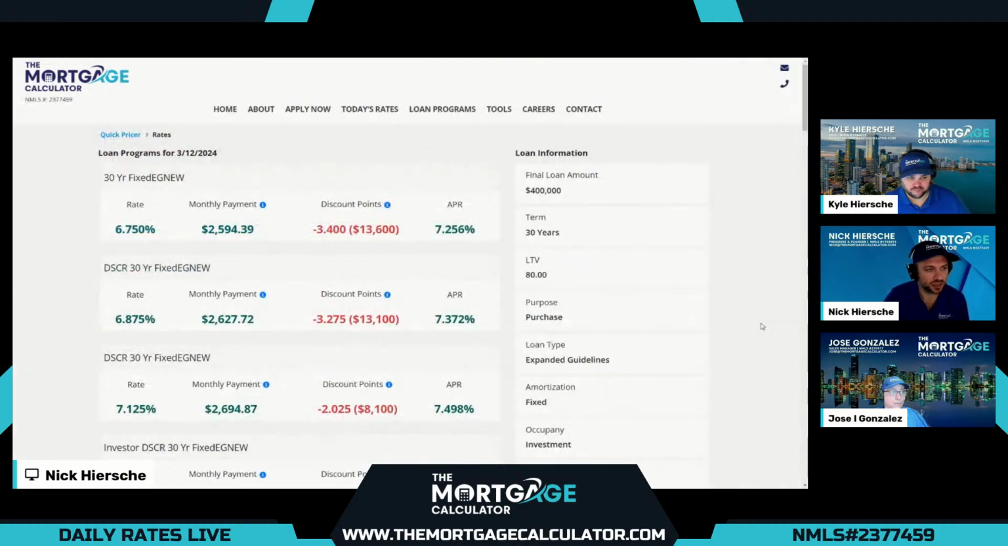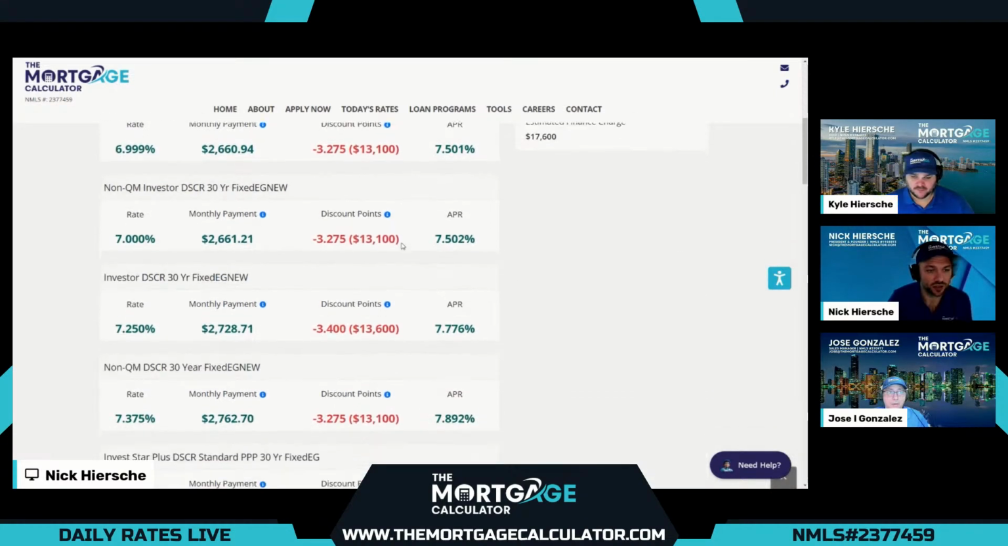So let's check the DSCR options today. Wow, absolutely smoking. 2 options under 7, which is amazing. 6.75 rate, 3.4 discount points of cost. Put the final APR at 7.256, beating the conventional, beating the portfolio option. Absolutely smoking. I would say 100% of investors definitely will choose the DSCR option, especially even when it's more expensive, and today it's even cheaper.